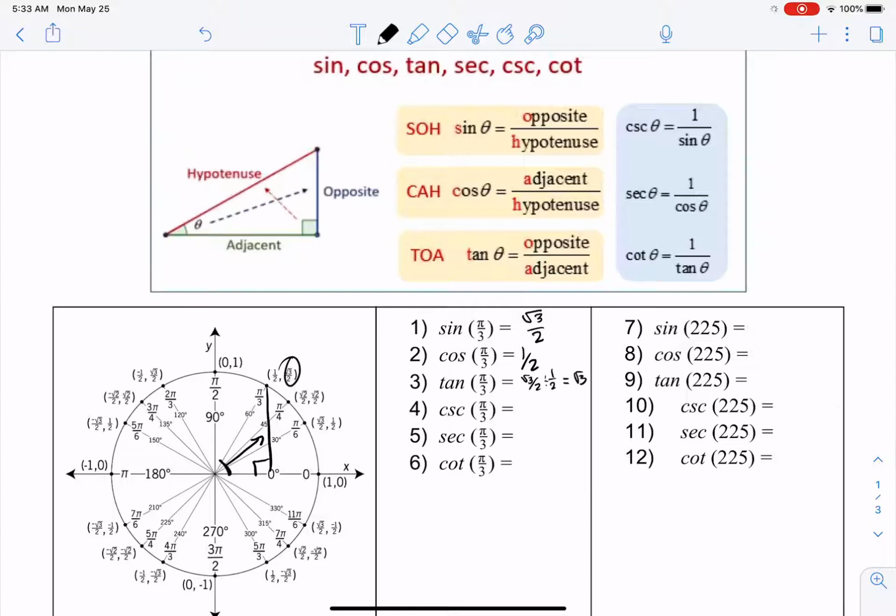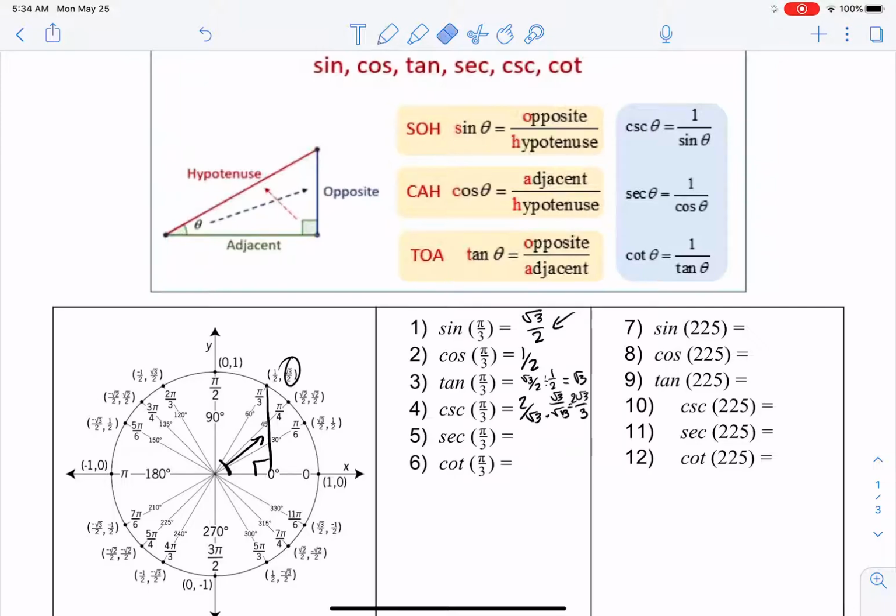Cosecant. So we said that cosecant is the inverse of sine. So we're going to take what we got at sine and we're going to flip it. So that'll be 2 over the square root of 3. But you're not allowed to have the square root of 3 in the denominator, so we're going to multiply by 1, square root 3 over square root 3. And we end up with 2 root 3 over 3 as our final value of cosecant.